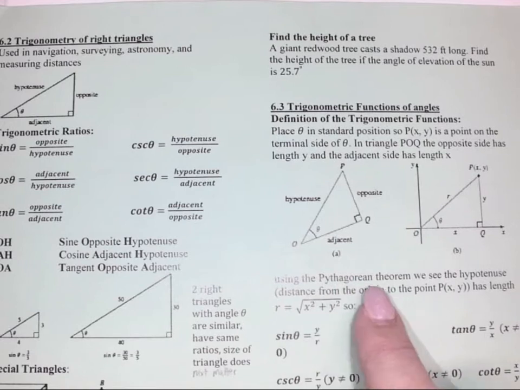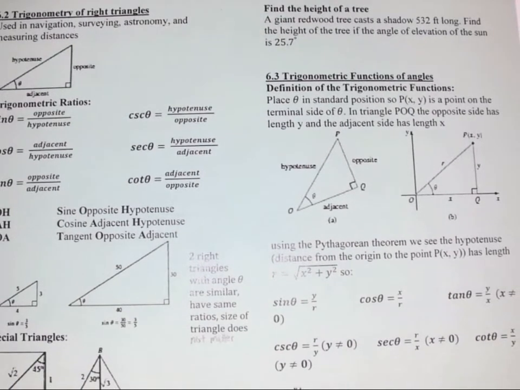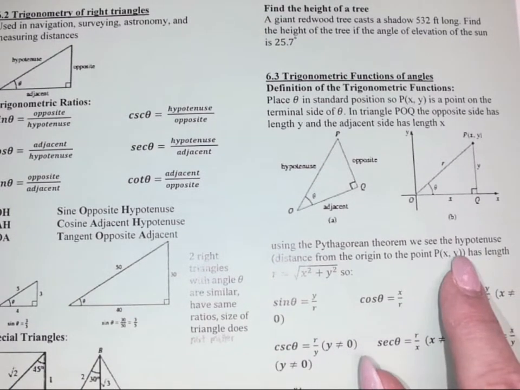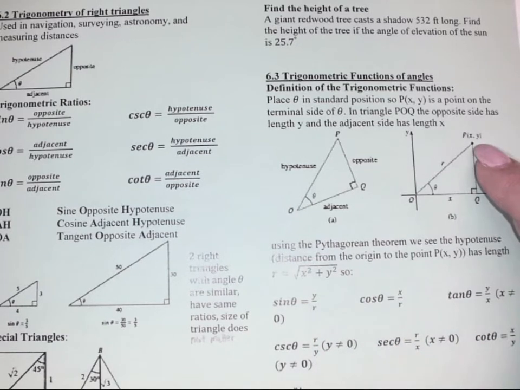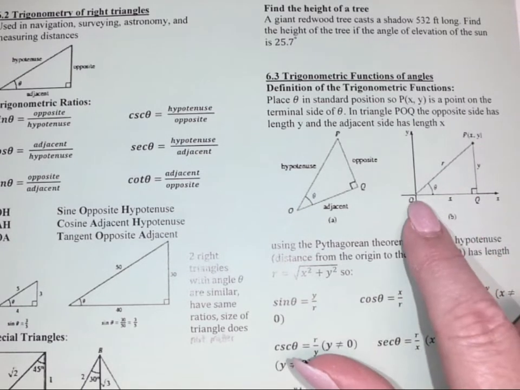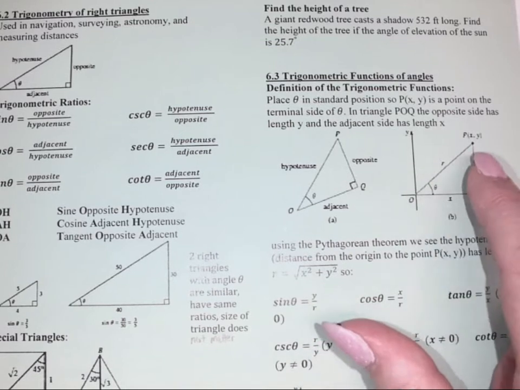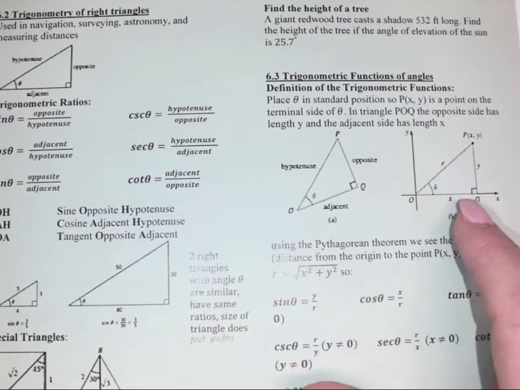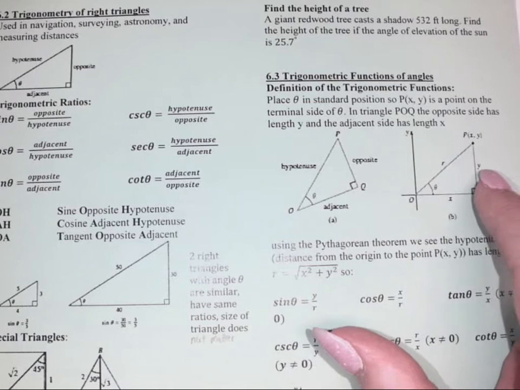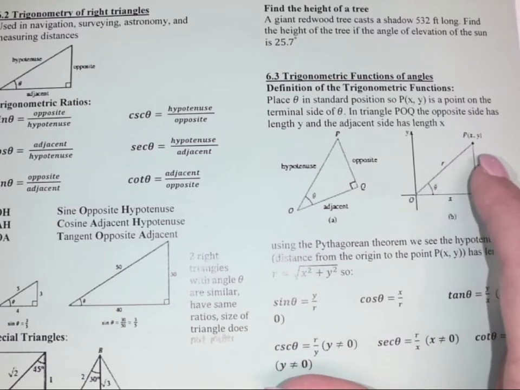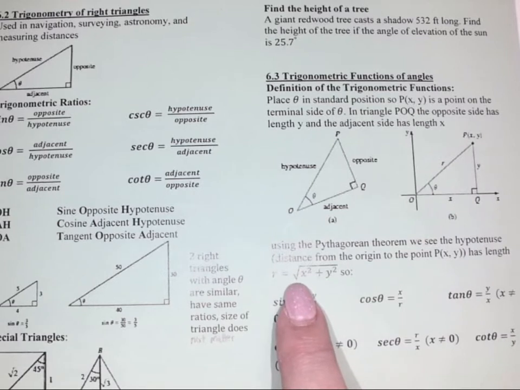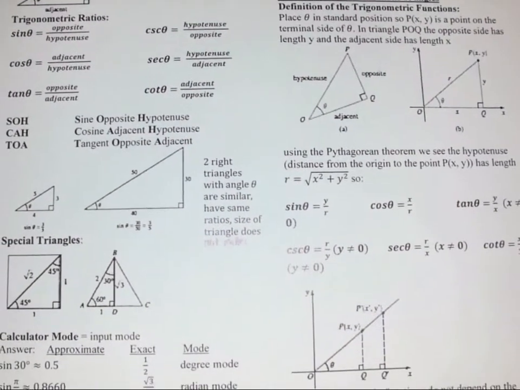We can use the Pythagorean Theorem. We can see that the hypotenuse is the distance from this point to that point. So it's going to be a squared plus b squared equals c squared. In this case, it'll be x squared plus y squared equals r squared. So if we take the square root of both sides, we get r is equal to the square root of x squared plus y squared.